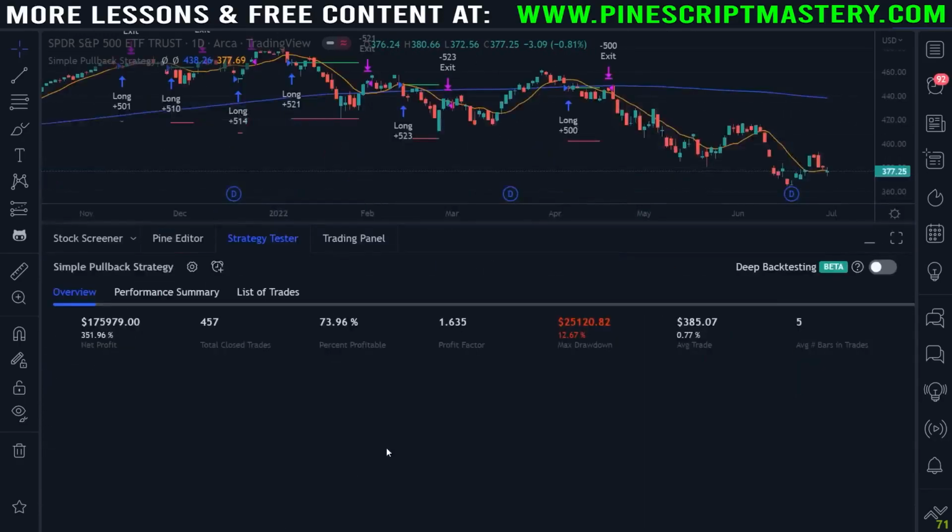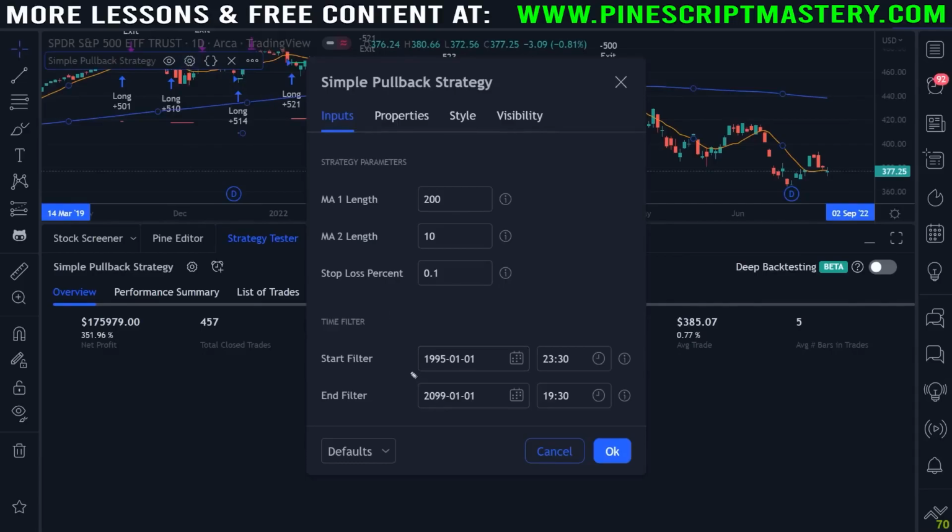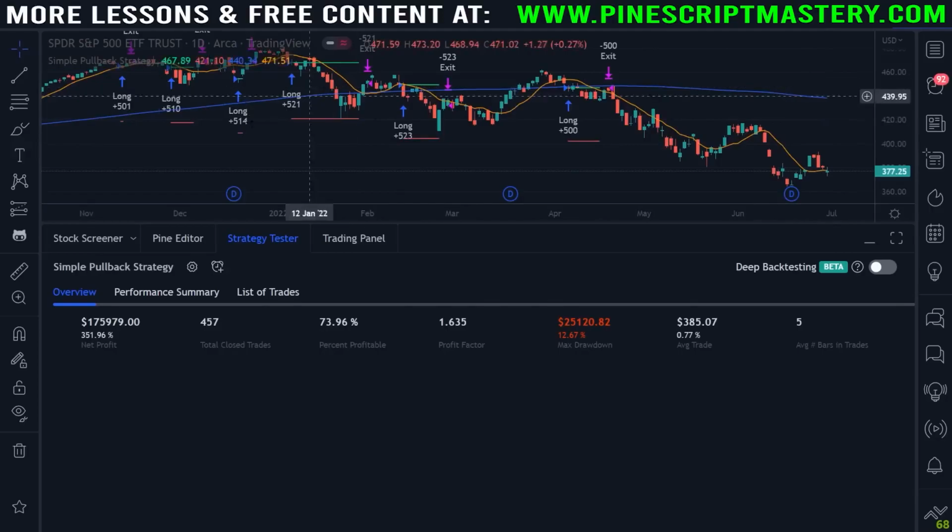And if we open up the strategy tester, here's our metrics. So we have approximately a 12% max drawdown from 1995 until today. So I set my end filter to 2099. We're obviously nowhere near that yet. The way time's been flying this year, I feel like it won't be long before we're into 2099. But for now, we're trading up until the current day from 1995.